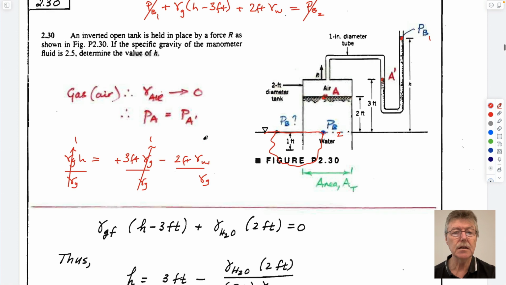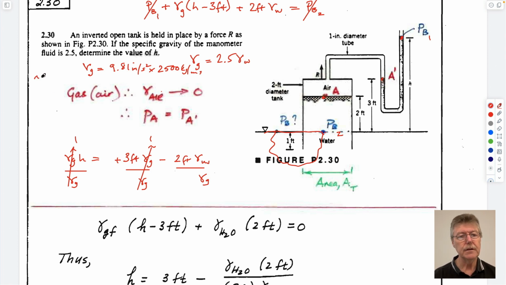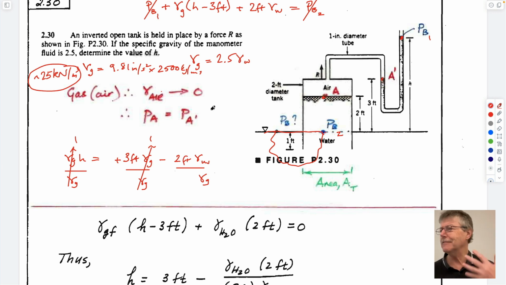So whatever the gauge fluid is, it's 2.5 times the gravity of water, so gamma gauge equals 2.5 times the unit weight of water, 2,500 kilograms per cubic meter, or roughly 25. So this is roughly gamma gauge equals 9.81 meters per second squared times 2,500 kilograms per meter cubed. I know I'm writing small. And that's something of the order of 25 kilonewtons per meter cubed. Just like water is roughly 10 kilonewtons per meter cubed, 9.81 kilonewtons per meter cubed, right? You have to get used to doing this. Of course, these are in feet, so I've screwed up, but it doesn't matter.